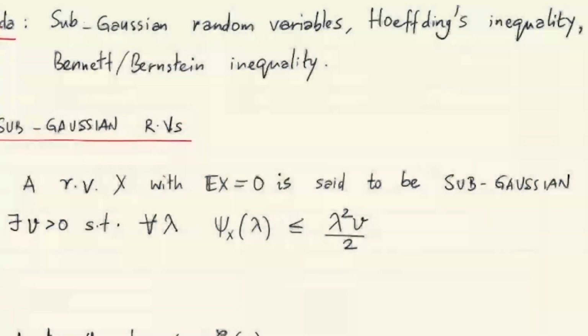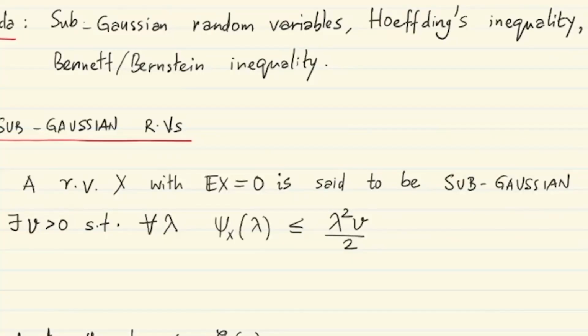Hi all, in this lecture we will study sub-Gaussian random variables, which is a convenient and common class of random variables for which we can prove nice concentration inequalities. Then we'll study two classical concentration inequalities derived using the Chernoff method that we've seen earlier. One is called Hoeffding's inequality and the other is an improvement on Hoeffding called the Bennett or the Bernstein inequality. So let's start out with defining sub-Gaussian random variables.